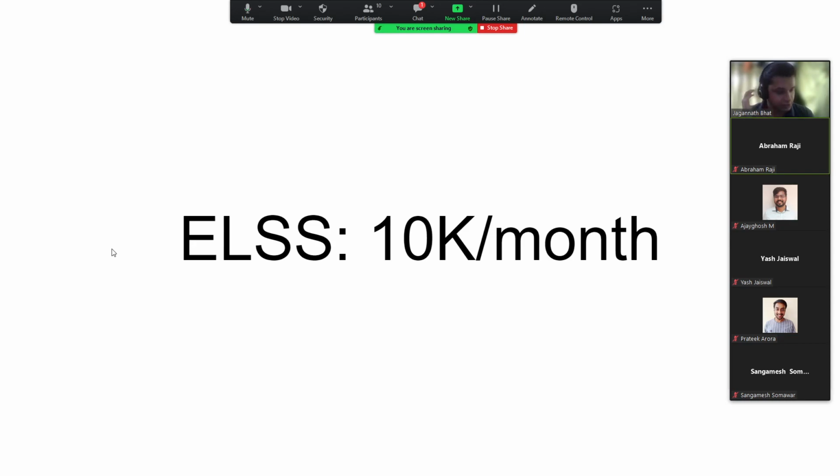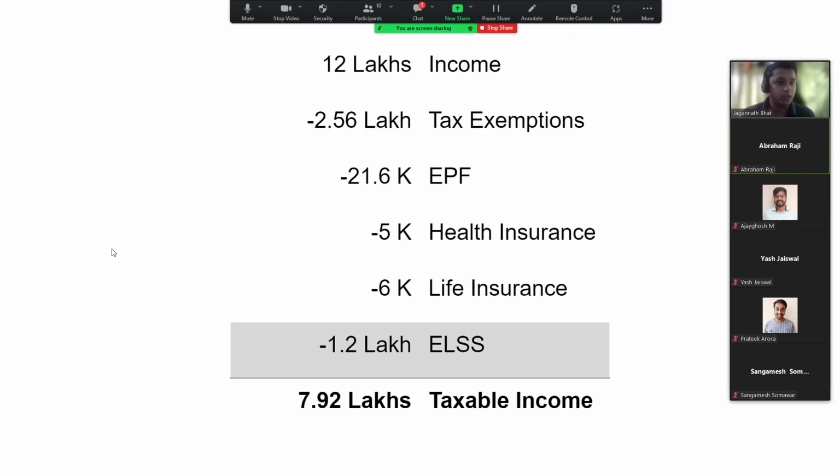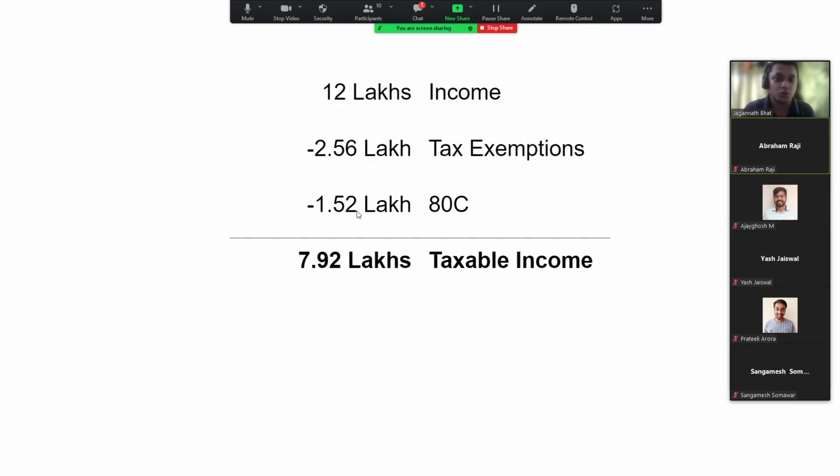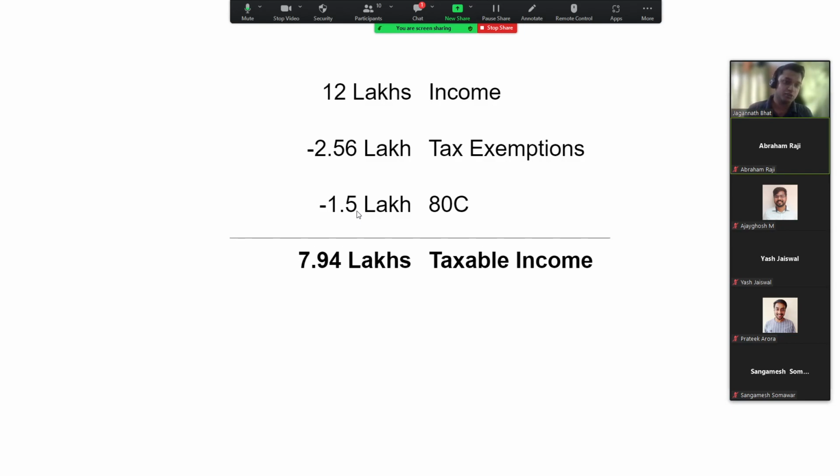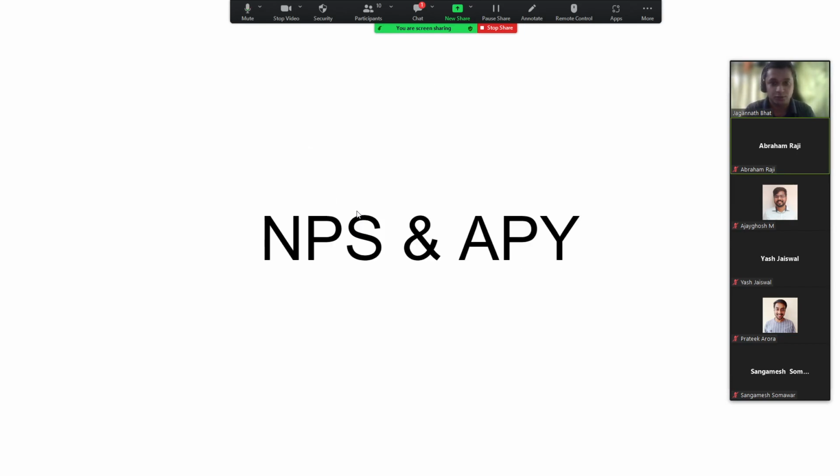So, okay, let's take an example. Let's say we are investing in an ELSS for 10,000 a month, which makes the annual investment 1.2 lakhs. So you can claim that as a tax deduction, and your taxable income becomes 7.92. But we need to consider our limit for ATC. So let's take a sum of all the ATC investments we have done, and it comes to 1.52 lakhs. Earlier I told you that the limit is 1.5 lakhs, so we'll have to reduce our tax deduction to 1.5 lakhs. So now the taxable income becomes 7.94.